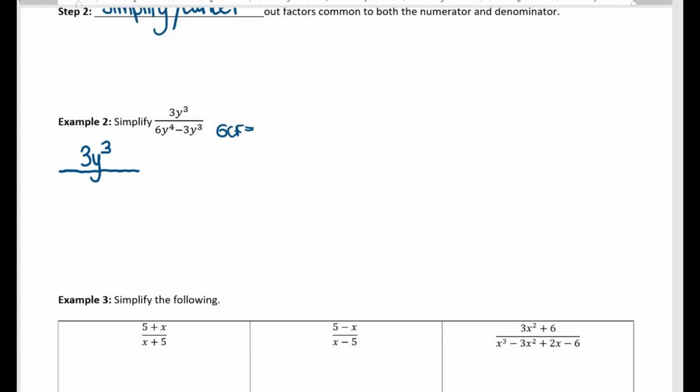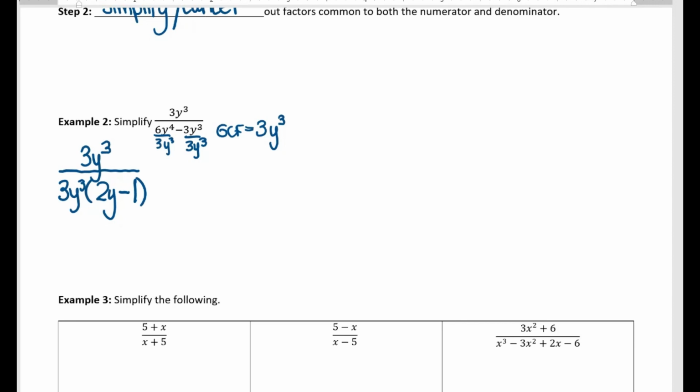The smallest number is 3, and that goes into 6. I have a y in both terms, which means I get to take a y out. And I'm going to take a y to the lowest exponent, which is 3. So I'm going to factor out a 3y cubed. And I'm dividing each of these by 3y cubed to take out the GCF. 6 divided by 3 gets me 2. Y to the 4th all over y cubed is y. Bring down my minus. 3 divided by 3 is 1. And y cubed over y cubed cancels out.